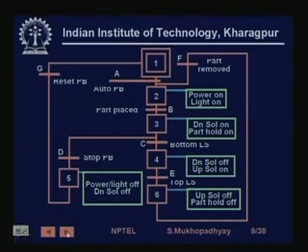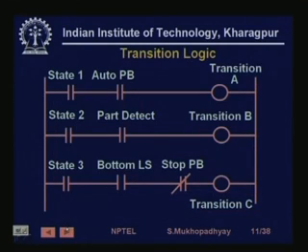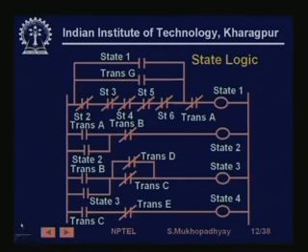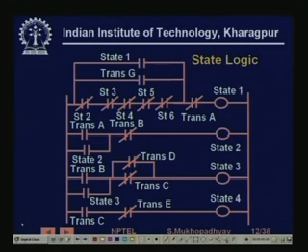So transition B is part placed, correct. So when the part is placed, if that part place signal comes, then transition B will be on and these are not yet enabled, so therefore state 3 will be on, right.